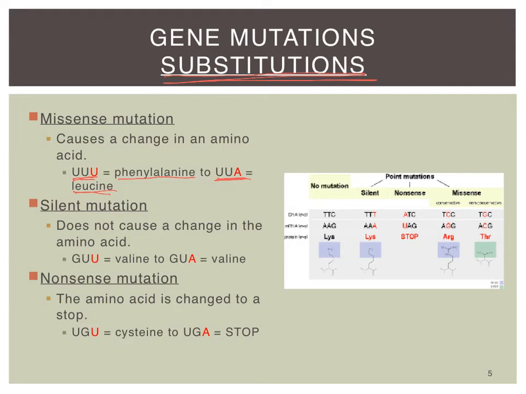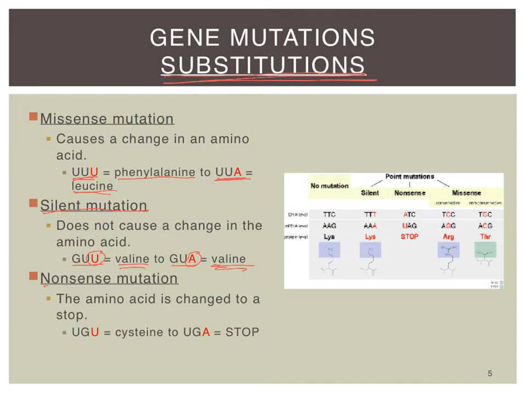The next is a silent mutation. Silent means it doesn't cause a change in the amino acid at all. Remember, a lot of these amino acids can be coded for by more than one codon. So if the original one was GUU, which codes for valine, and GUA, after a mutation, would also code for valine. Even though these nucleotides are different, you still get the same amino acid, so it's a silent mutation. There is a mutation, but it causes no change in the protein.